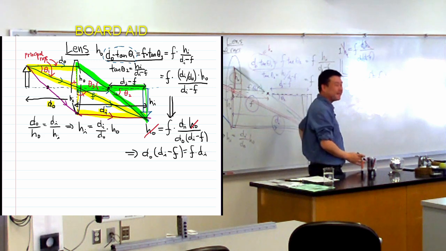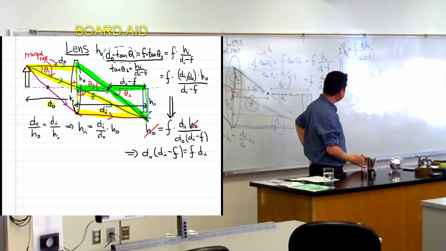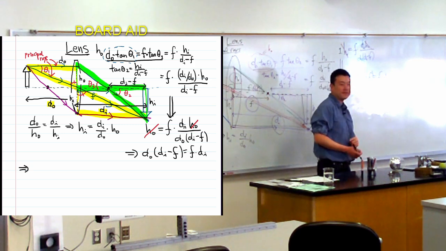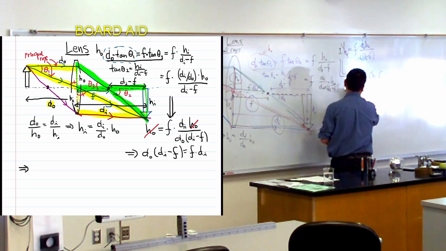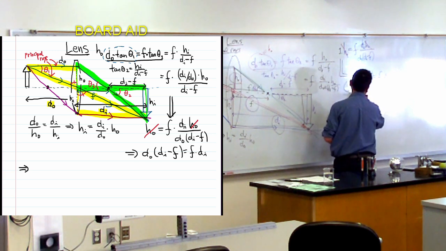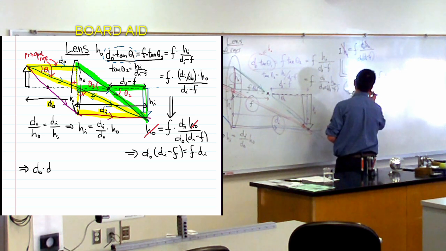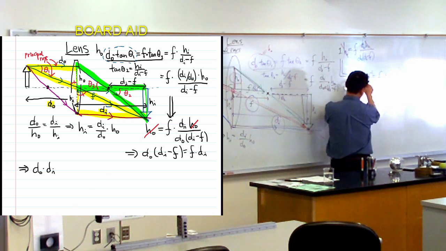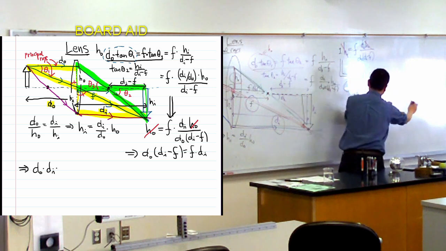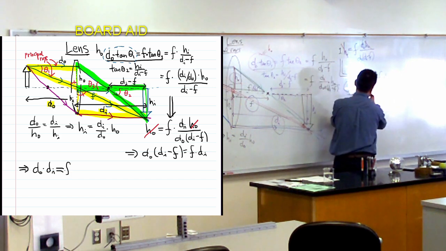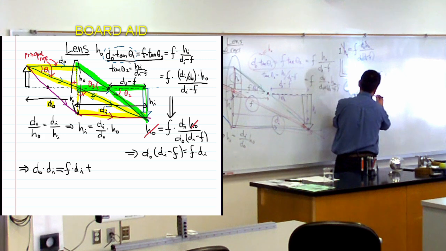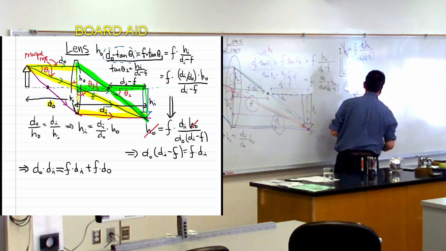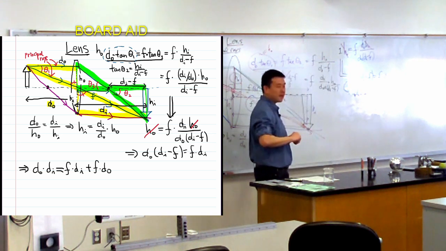Not that simple, right? So let me expand out the left-hand side, and one way to simplify this expression will become visible. When I expand out the left-hand side, it's dO times dI minus dO times F. I'm going to move that off to the other side. So dO times dI is equal to F times dI plus F times dO. I don't know if anyone notices the thing I'm noticing.